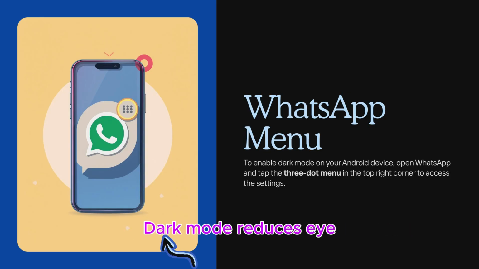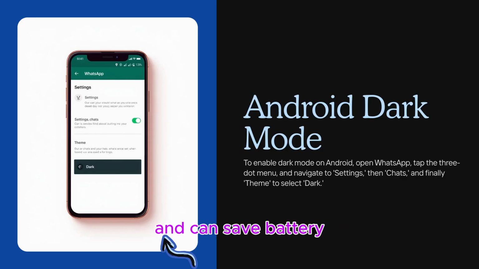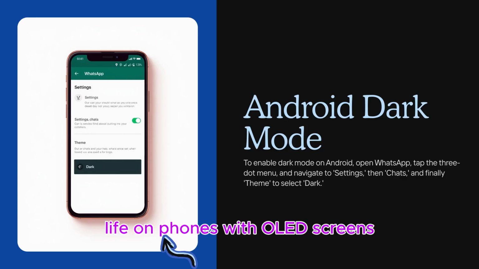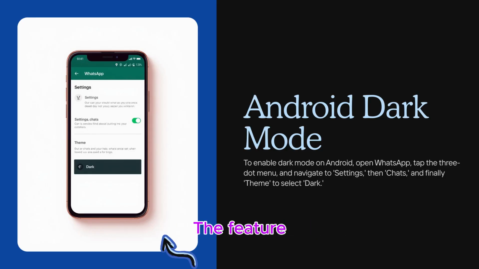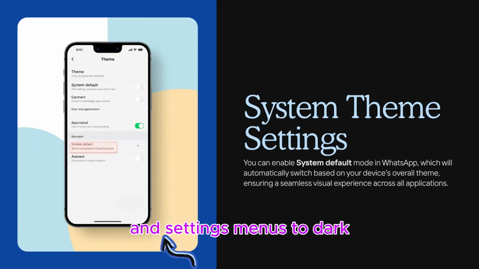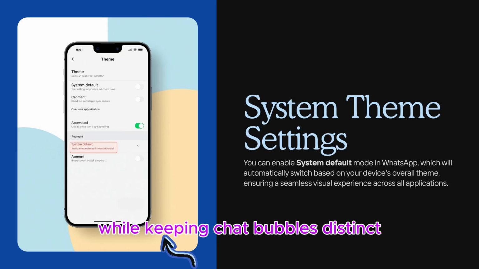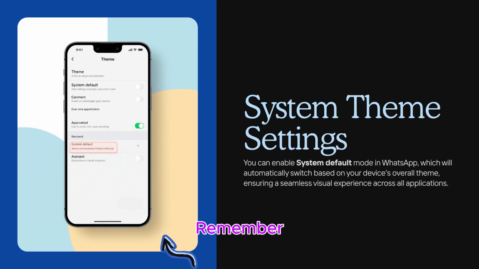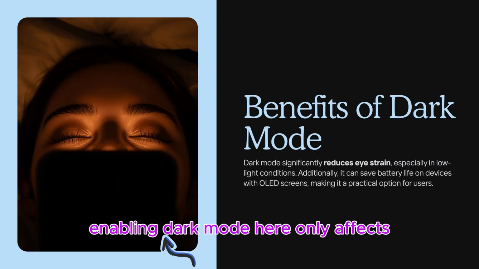Dark mode reduces eye strain in low light conditions and can save battery life on phones with OLED screens. The feature changes the background of your chats, contact lists, and settings menus to dark gray or black while keeping chat bubbles distinct. Remember, enabling dark mode here only affects WhatsApp.